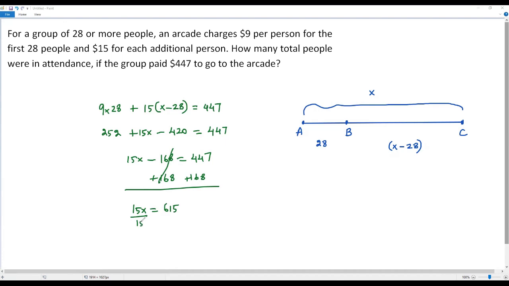Now let me divide both sides of this equation by 15. So this 15 will cancel. I'm getting X on the left side. Okay, now let me divide 615 by 15. Then I'm getting 41. So that is, there were 41 people in the group.